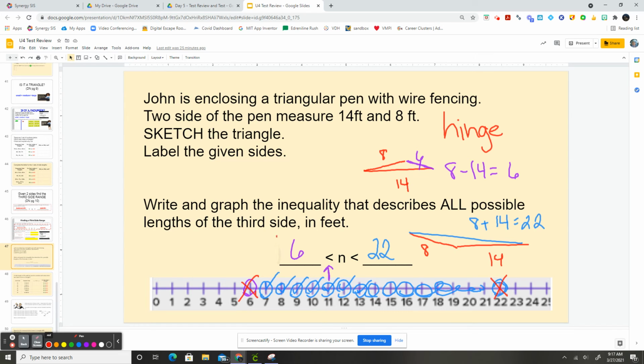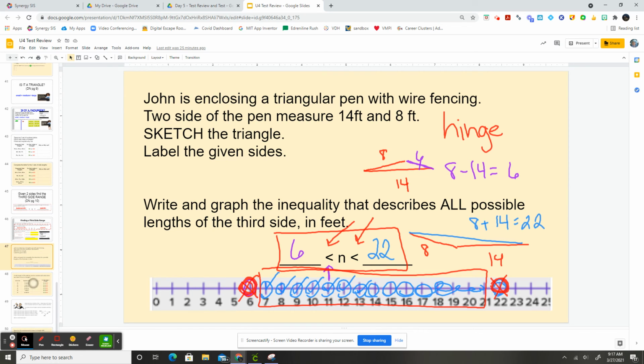So if I'm writing an inequality, my inequality is something bigger than 6 and less than 22. But if it's asking you to click on all the possible side lengths, you want to click on everything in the middle, but not the endpoints. These inequality symbols here do not have equal signs under them. This is a hollow circle. It cannot equal 6 and it cannot equal 22.